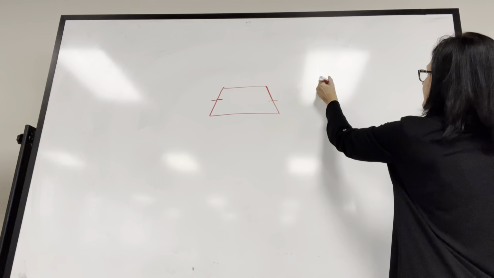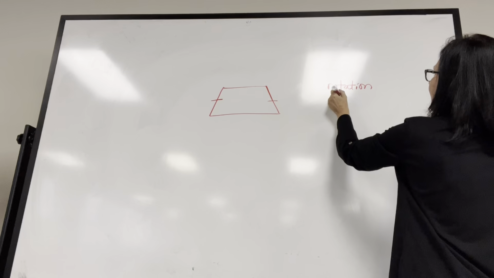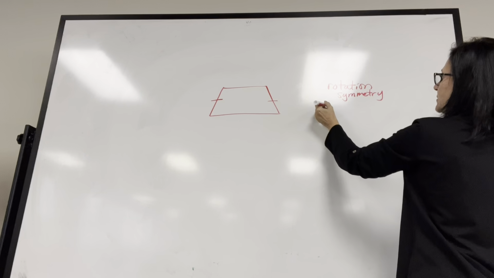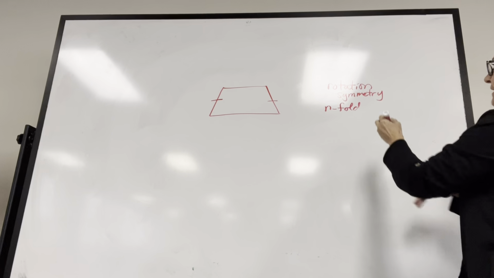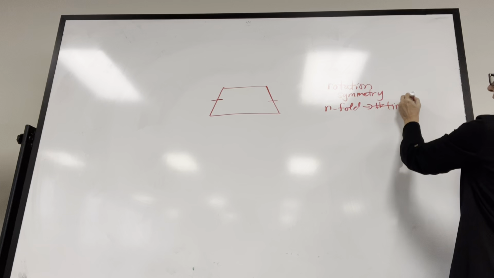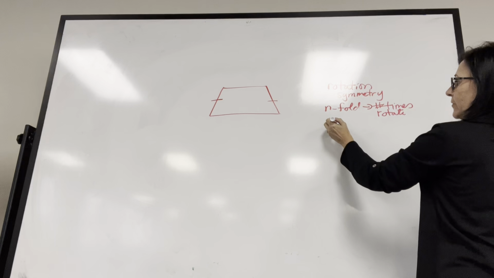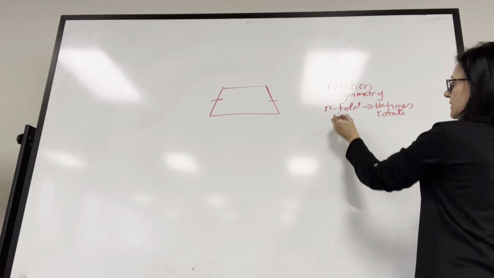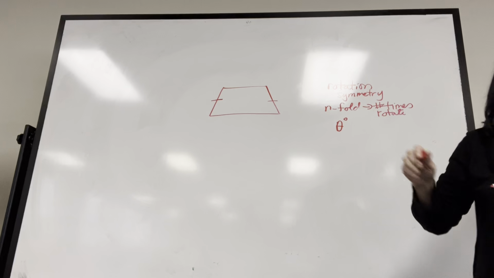So there's rotation symmetry. What is rotation symmetry? When you rotate the shape, it looks the same. With rotation symmetry, we have the fold, which is the number of times I can rotate it so that it looks exactly the same. And then we have degrees. I'm going to put theta, and that's the degrees through which we rotate it. Those are the two concepts.